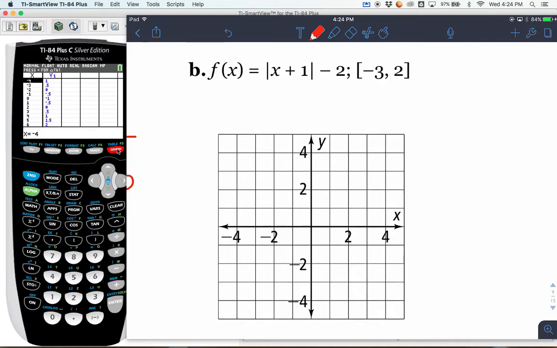Here's what this one's going to be right here. It's left 1 and down 2. That's where the vertex is right there. And then nothing's going on weird with the slopes. So plot all those points there. And then going up forever and then going left forever.